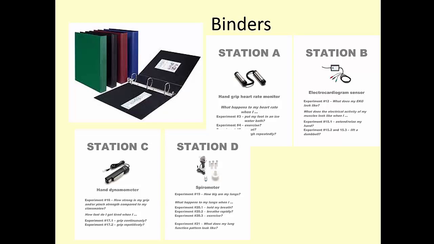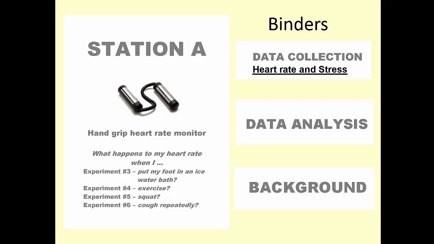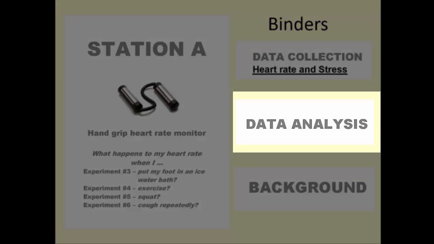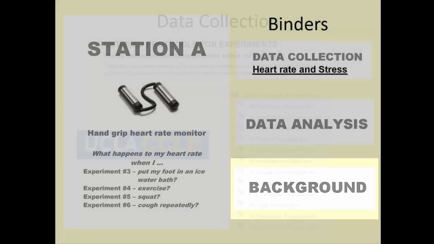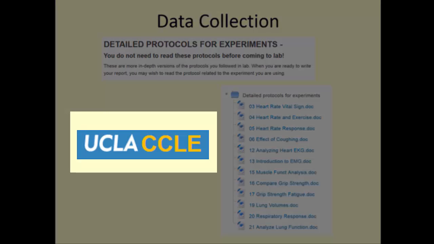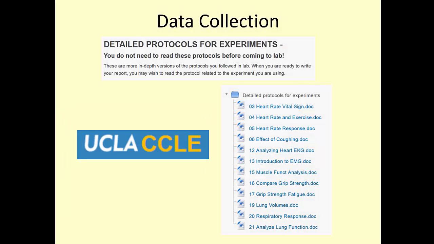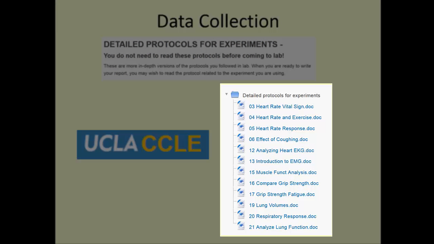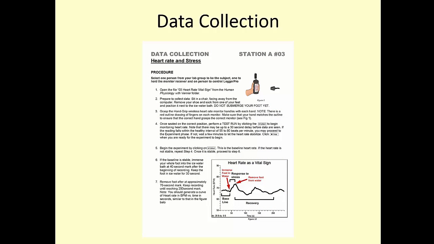Now, let's look at what you will find at each station. Each station has a binder with instructions on how to perform the measurements. Each binder includes abbreviated materials to conduct each of the experiments, consisting of data collection instructions, data analysis instructions, and background information. All these documents are already posted and available to you on CCLE. The posted documents on CCLE, however, have more detailed information than the abbreviated documents in each station.